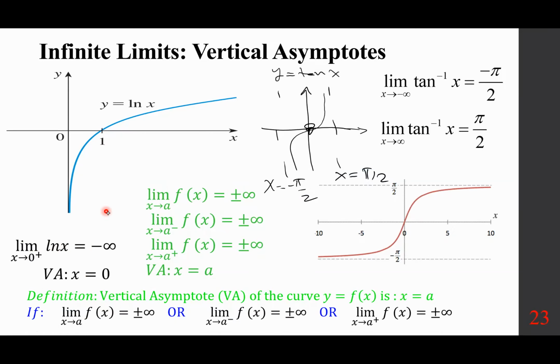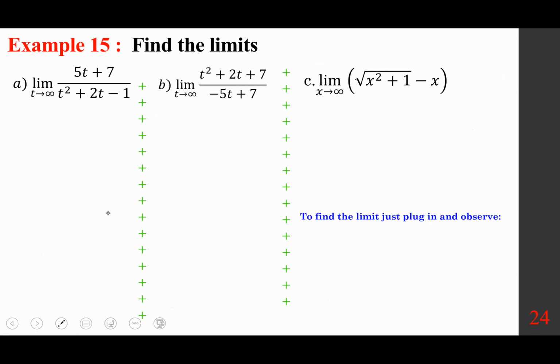So just to refresh your memory about some of this stuff, now we are going to work on some examples. We want to take the limit of 5t plus 7 over t squared plus 2t minus 1 as t approaches infinity. If we plug in, we do get infinity over infinity. I want you to know that.